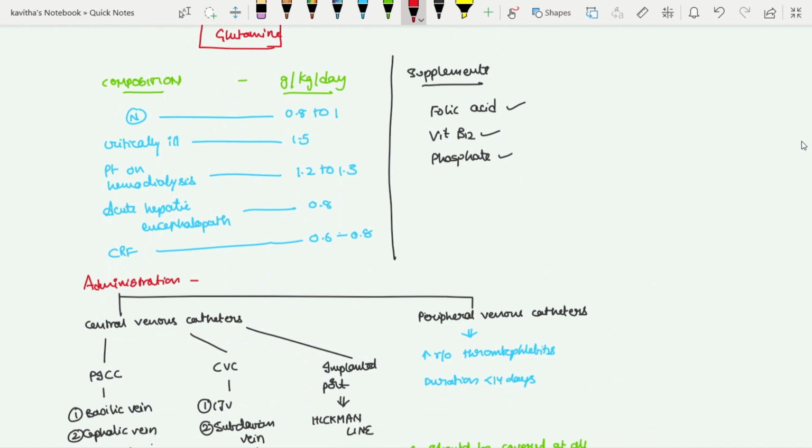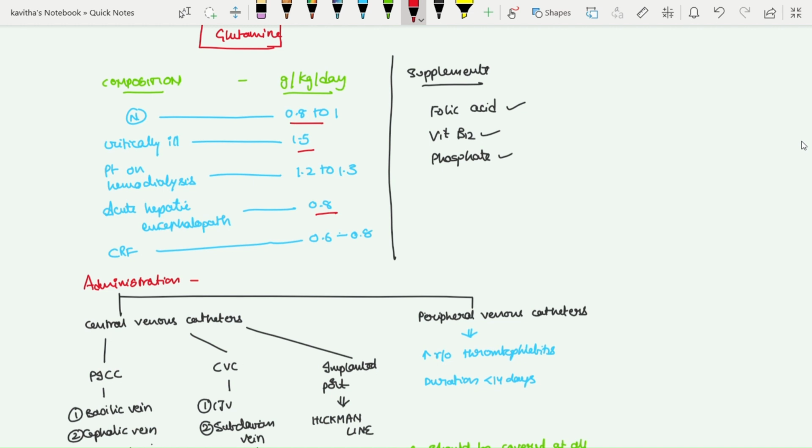In a normal patient, the protein requirement is 0.8 to 1 gram per kg per day, whereas in critically ill patients we have to increase it to 1.5 grams per kg per day. If the patient is on hemodialysis, we increase to 1.2 to 1.3 grams per kg per day. Whereas in a patient with acute hepatic encephalopathy, there will be a temporary protein restriction to 0.8 grams per kg per day, and we also decrease to 0.6 to 0.8 in case of chronic renal failure.